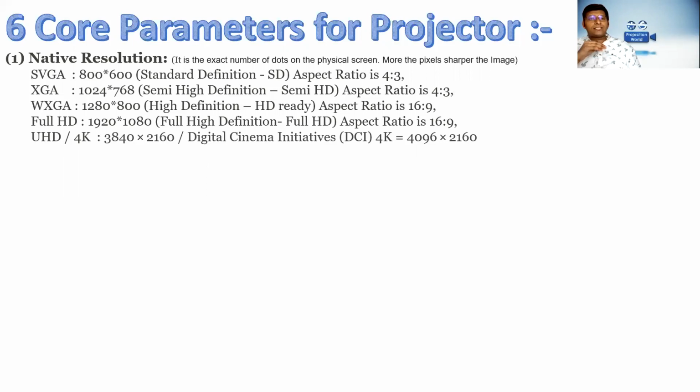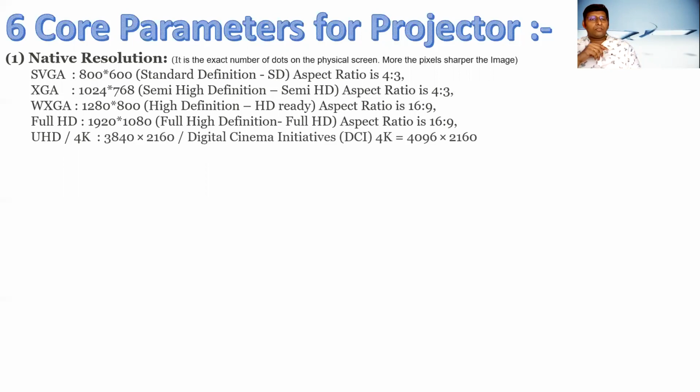Then the third is WXGA projector, that is 1280 into 800. You can say it is HD ready. The aspect ratio will be rectangle, and the previous two resolutions were 4:3, that will be square shape. The fourth one is Full HD, 1920 into 1080, that we say Full HD projector. The aspect ratio again will be 16:9.